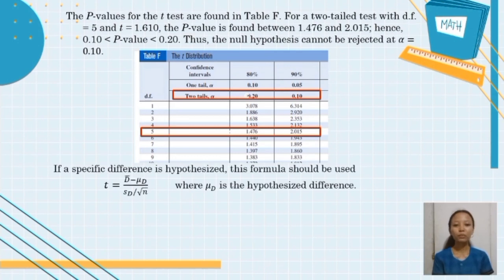If a specific difference is hypothesized, this formula should be used. t equals d bar minus mu sub d all over s sub d divided by the square root of n. This formula is just the same as the formula that we used in the previous slides, but this time mu sub d refers to the hypothesized difference.